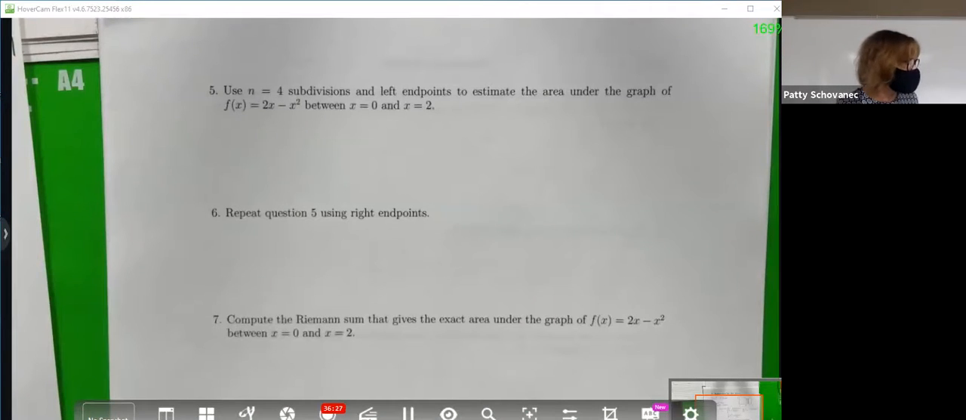Take the derivative real quick and tell me, do this part in your head. Where's the vertex of this parabola? Take the derivative and tell me where its critical point is. At x is 1, right? 2 minus 2x is 0 and 2x is 2, so x is 1.